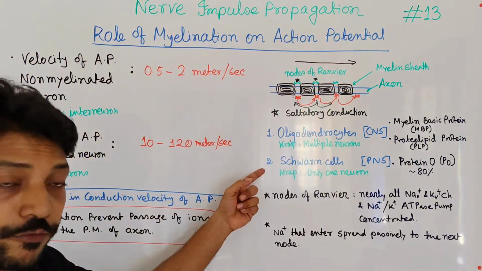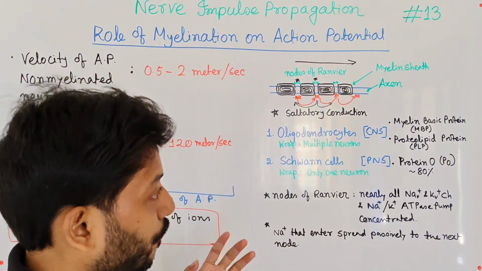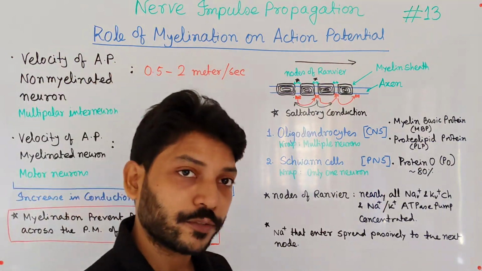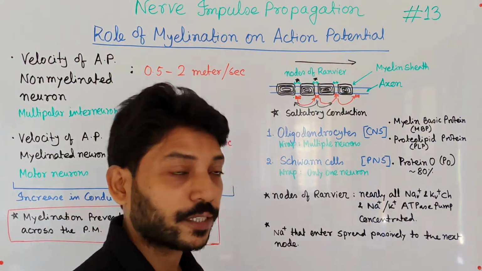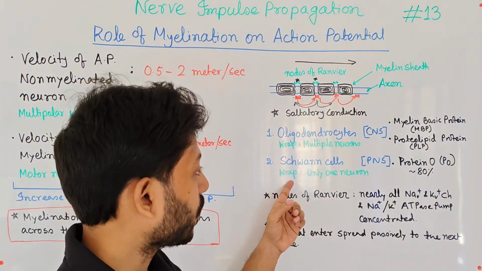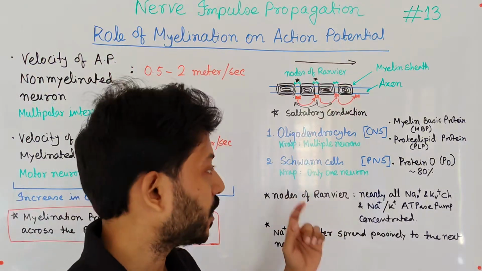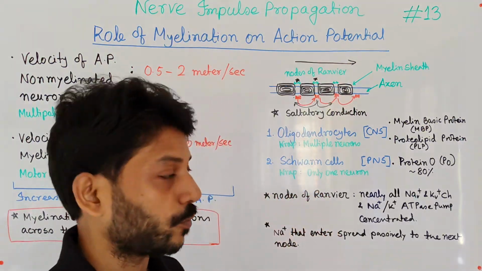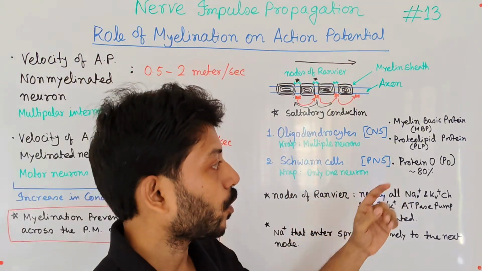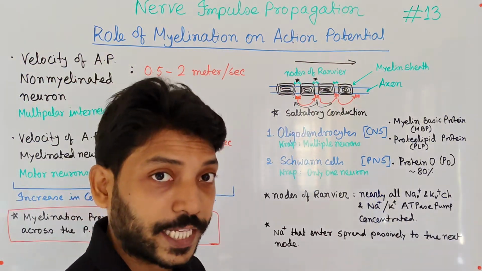The second type of glial cells is called Schwann cells, and it is present in the peripheral nervous system. So nerves or neurons present in the periphery will be wrapped by Schwann cells, and this type of cell wraps only one neuron. So there is a difference. It can only wrap a single neuron. Now there is a major protein called protein 0, or in short P0, and it is present at approximately 80%.